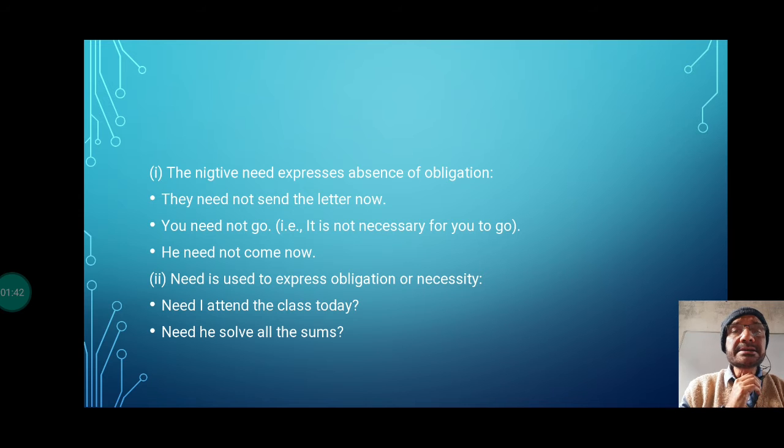And the second one is need is used to express obligation or necessity. Need I attend this class? Need he solve all sums? The need is obligation, that we know.